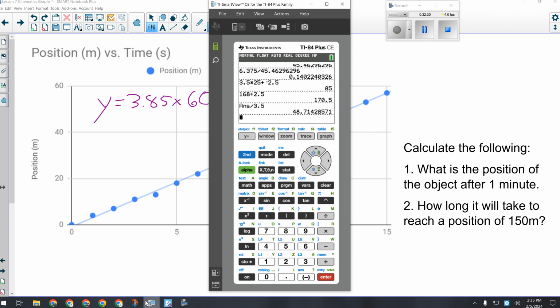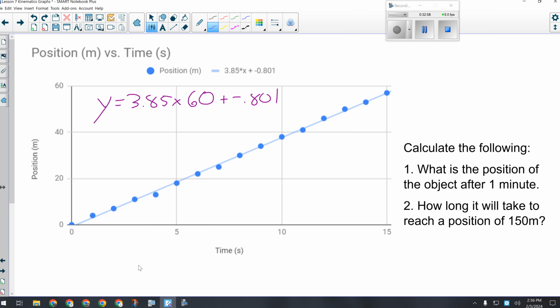All right, so 3.85, not 2.85, times 60 plus negative 0.801. Okay, so we're looking at a position of 230 meters. We have only one significant digit. That's terrible. So we would say 2 times 10 to the 2 meters on that one.